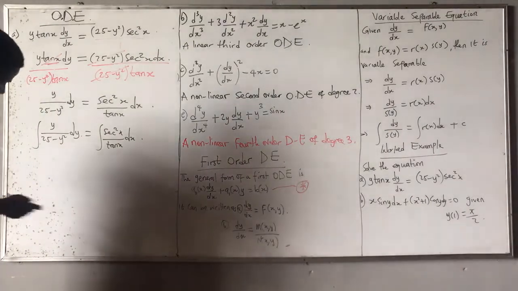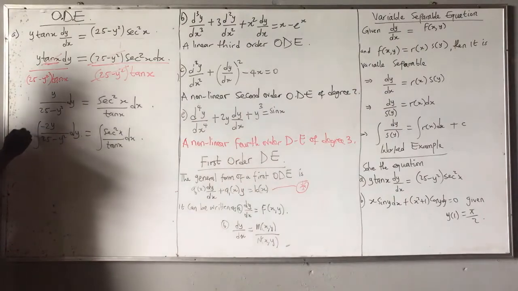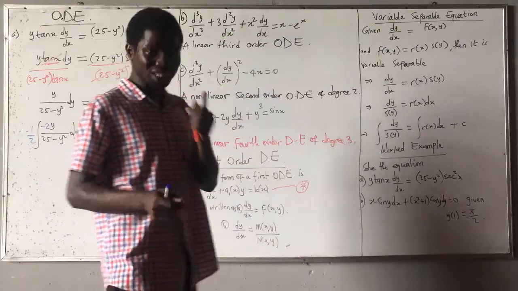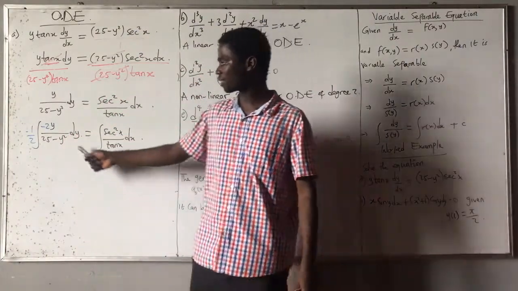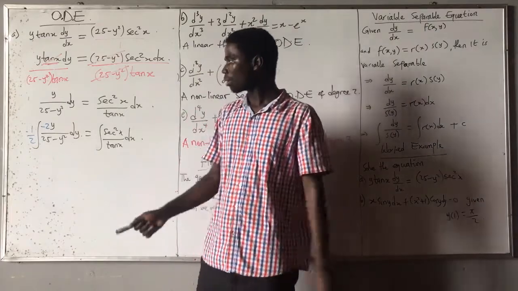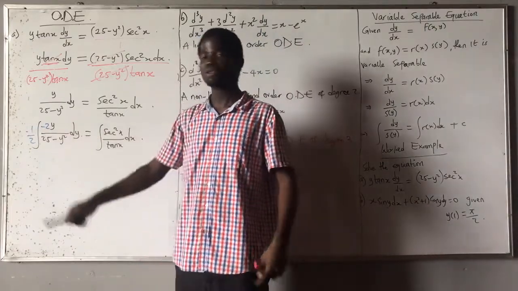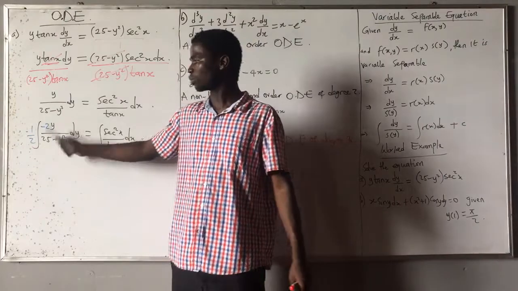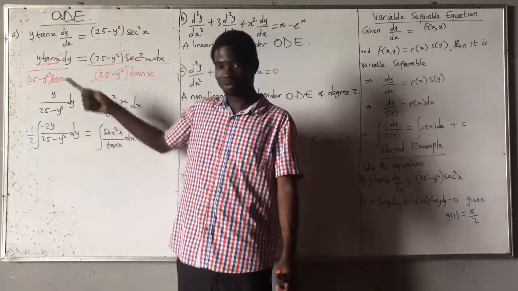I'll put minus 2 here, then minus 1 over 2 outside. Why? I want it to be such that if I differentiate what is down, I get what is up. So because of that, look at it, minus will give me plus. 2 cancels 2. You see that I have not changed the question. I'll come back to the question.